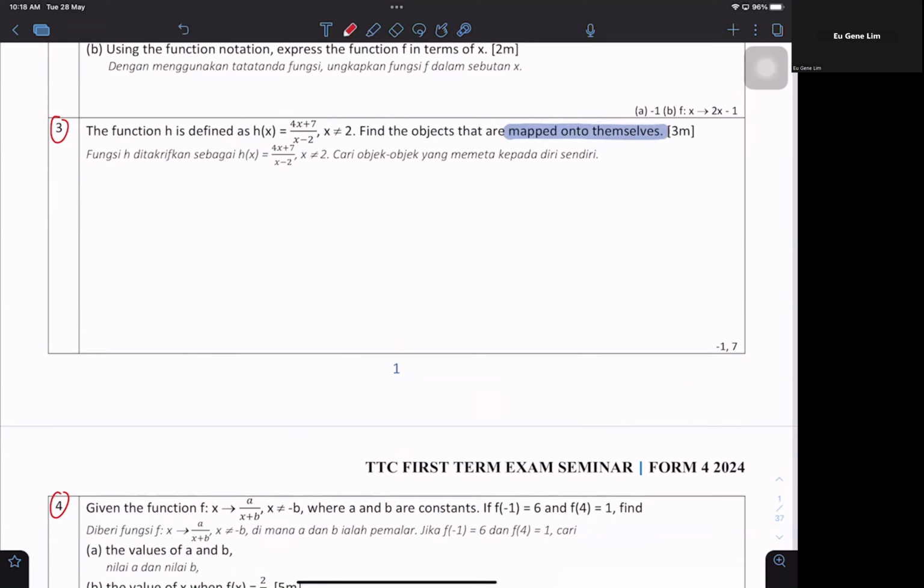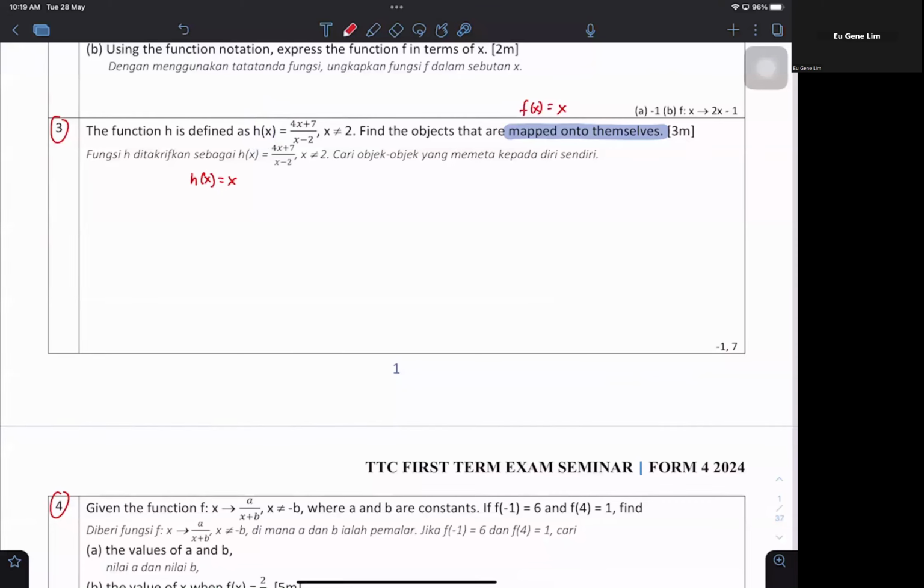Just now I showed you already. Map onto themselves is fx equals to x. Remember, map onto themselves is fx equals to x. But this question is not fx, this question is hx. So you write hx equals x.